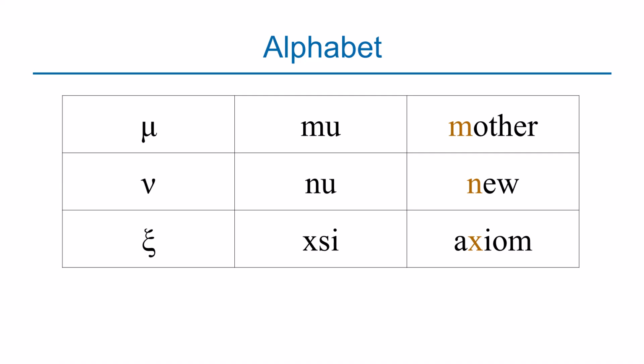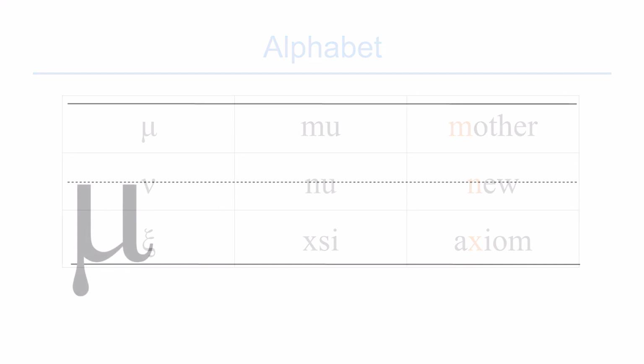And then you have xi. Xi sounds like X, as in the word axiom. That X sound is how you pronounce the letter xi. Let's look at how these are written.